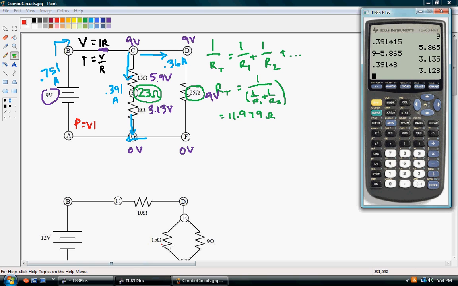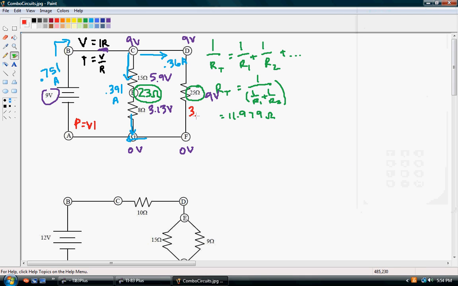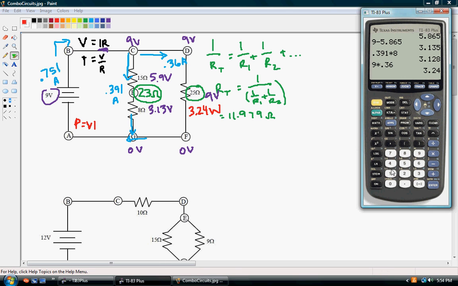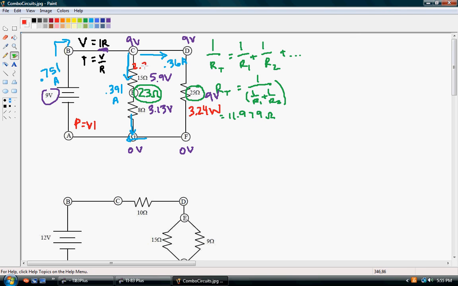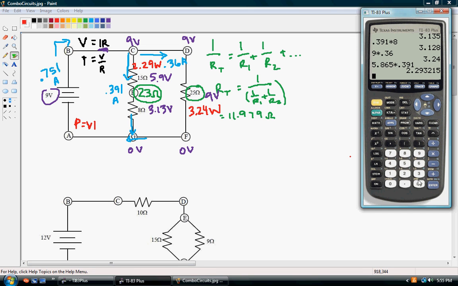times your current. So for the 25 ohm resistor, it used 9 and its current was 0.36, so it actually used 3.24 watts. The other two, let's see, the voltage for the first one was 5.865 times a current of 0.391, so it used 2.29 watts, and our little 8 ohm resistor used 3.13 and had a current of 0.391, so 1.22 watts.